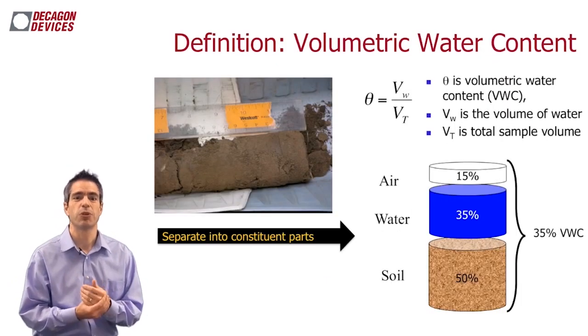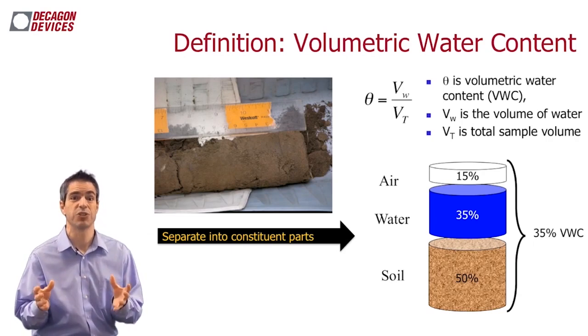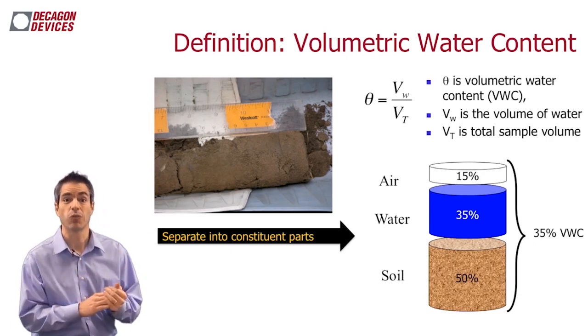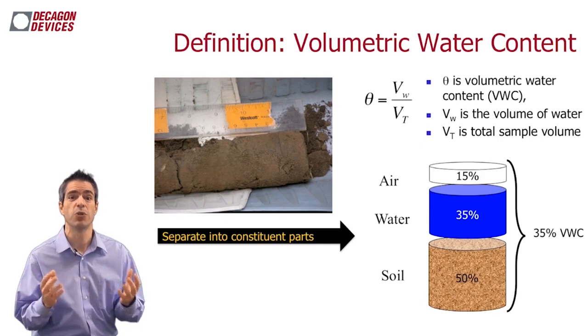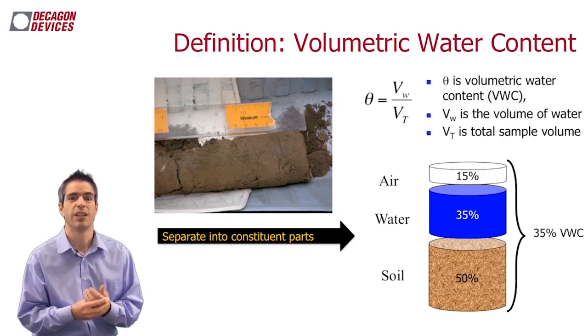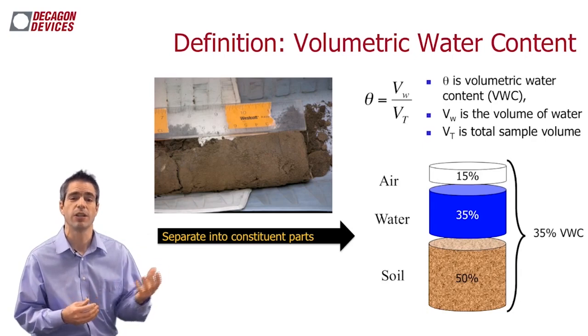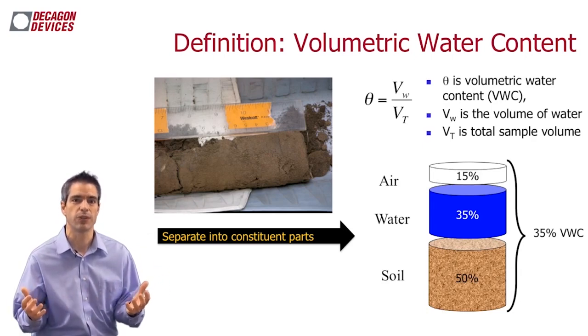Now what does that have to do with water content? Well, I'll get to that in just a minute. First, let's talk about the two different types of water content. The most familiar to many is volumetric water content. Volumetric water content is simply the volume of water divided by the total volume of sample.